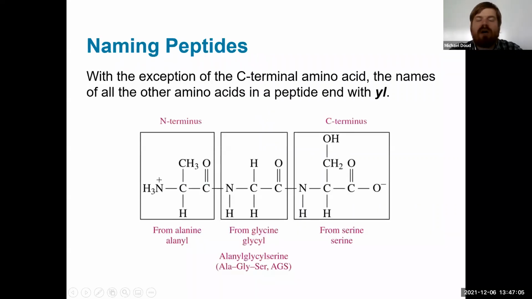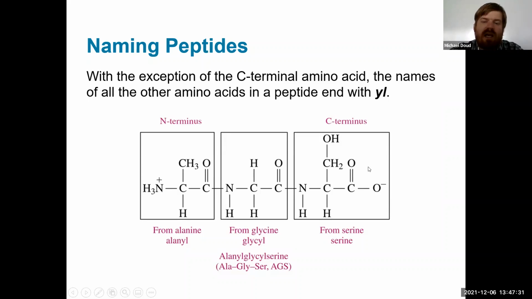Okay, so now how do you actually name these peptides? Well, there's a pretty simple naming scheme. Let's first define N-terminus and C-terminus. Note that when we put these peptide bonds together, we're starting with an ammonium on the left side, and we're ending with a carboxylate on the right side.